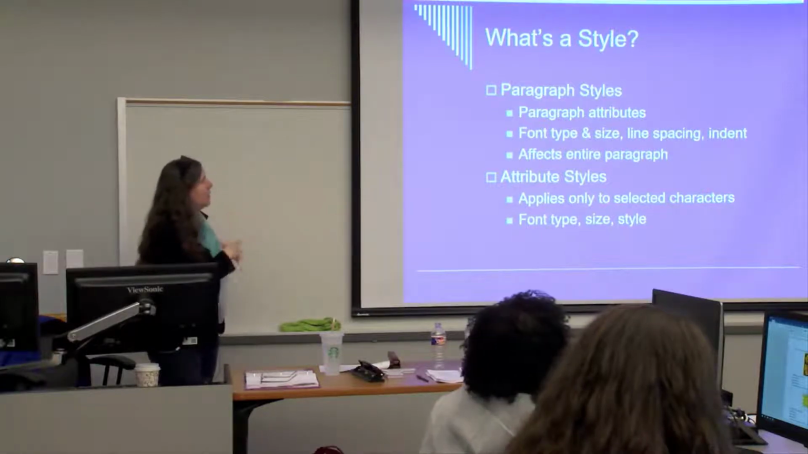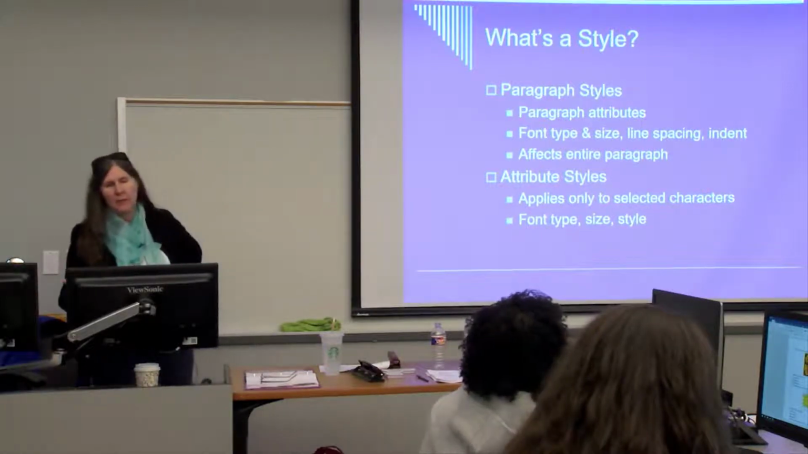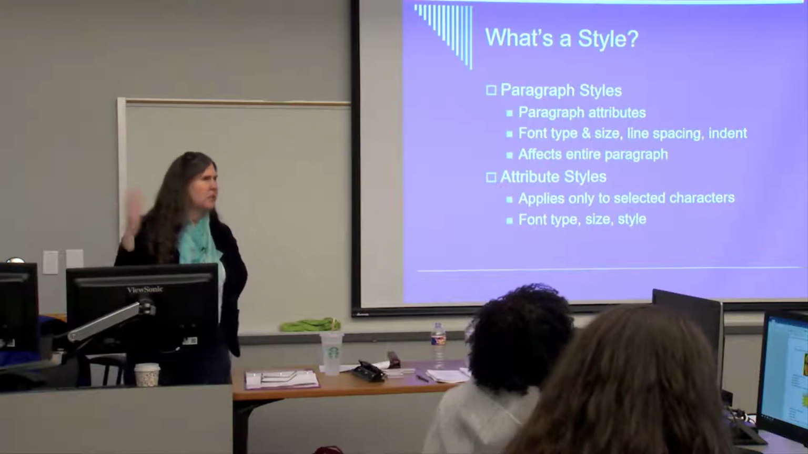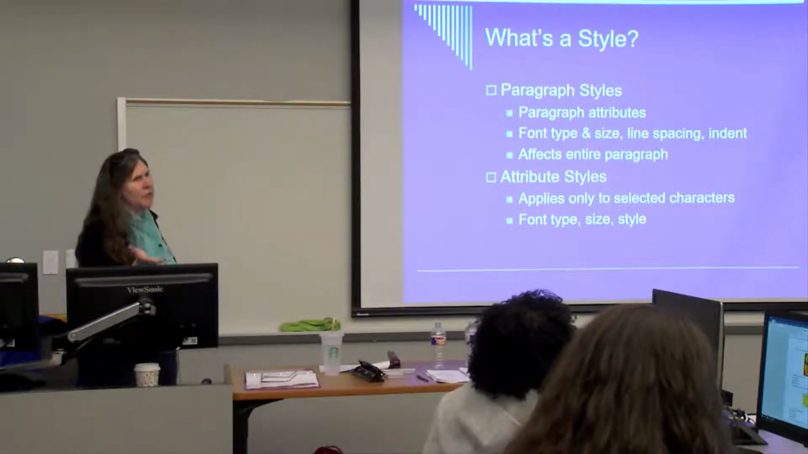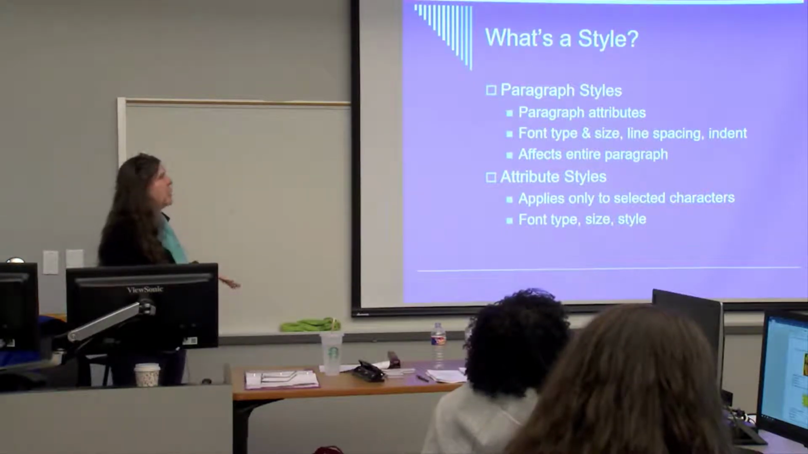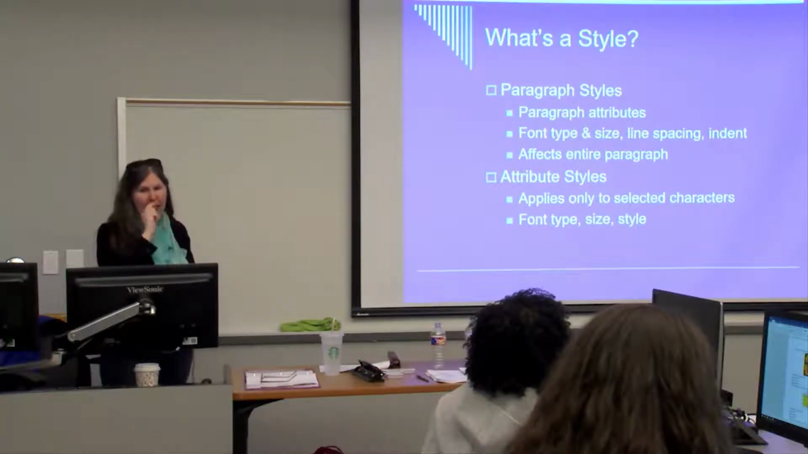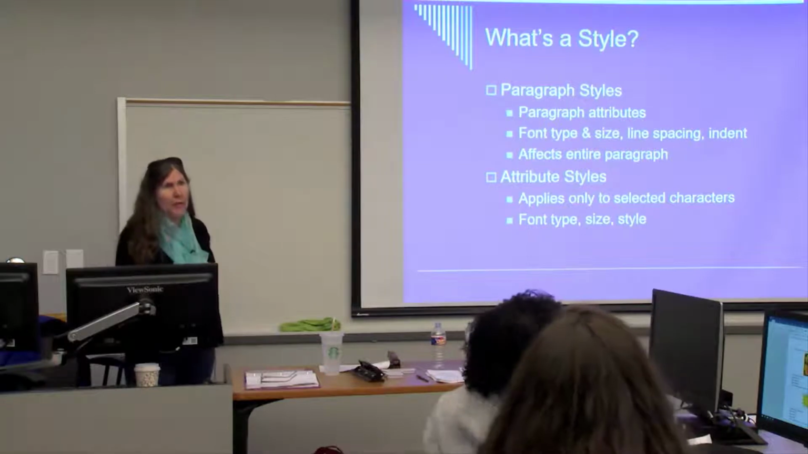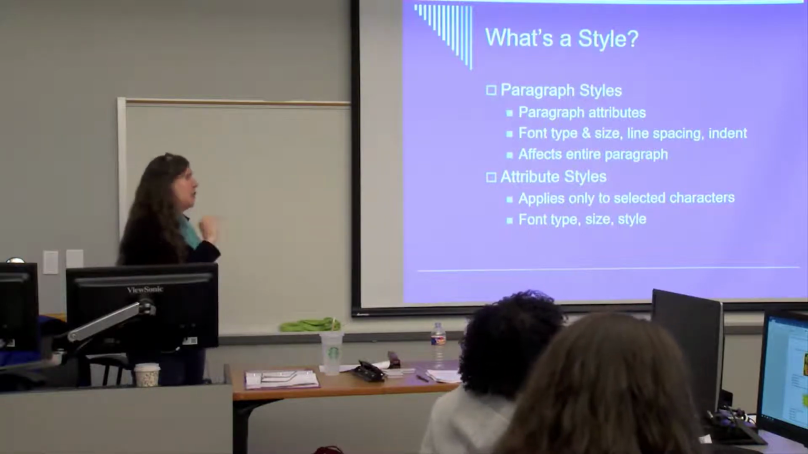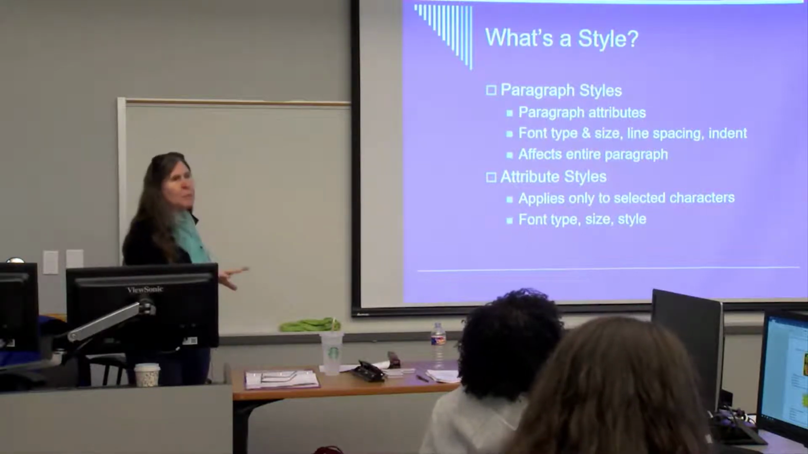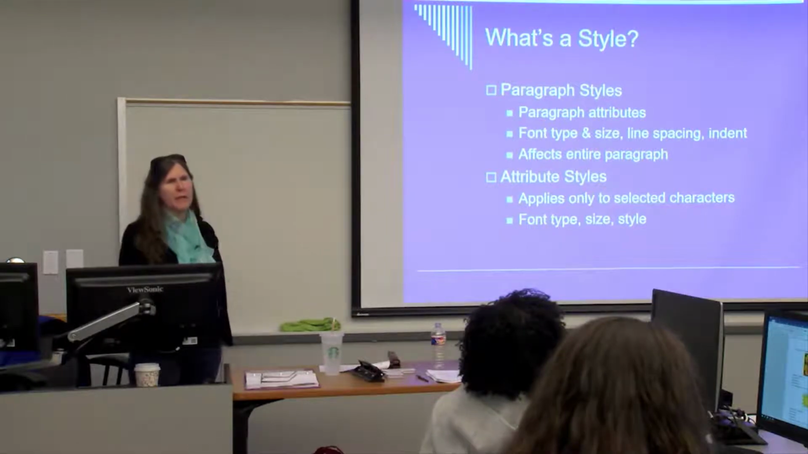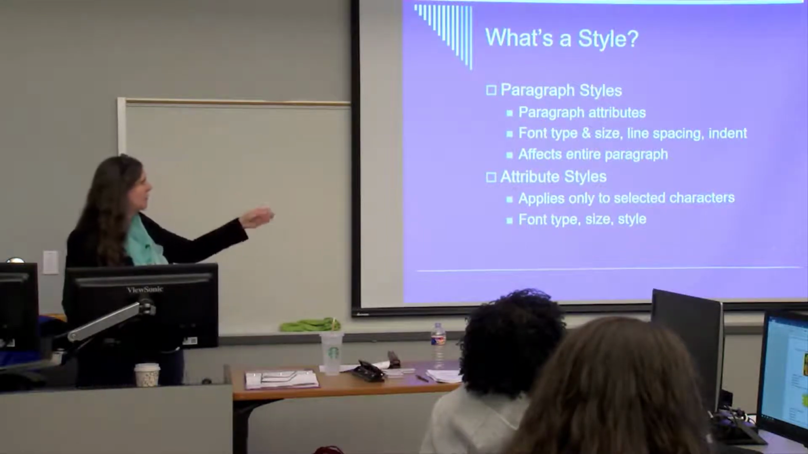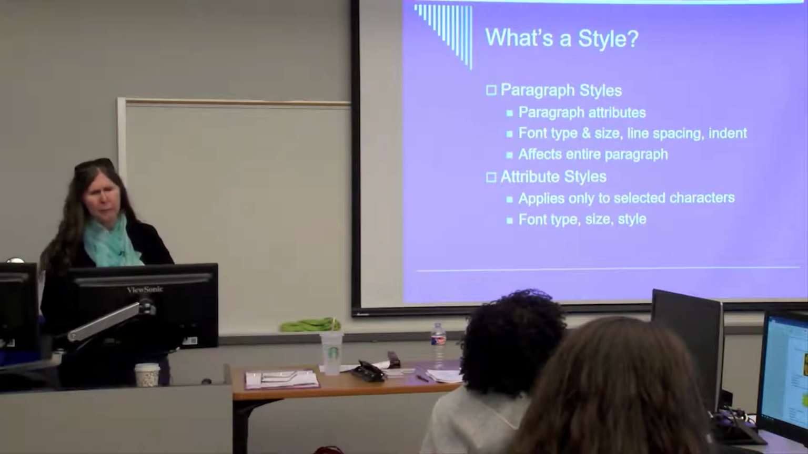Paragraph styles apply to the entire paragraph. They contain things like font type, font size, spacing, indents, is it going to be centered, left aligned, right aligned, all that kind of stuff. It affects the entire paragraph. Attribute styles affect only the selected characters, and all of the attributes apply just to the font itself. So the type, the size, the color, that kind of thing. If you want extra spacing between letters, you can put that into the style, but I will show you both.